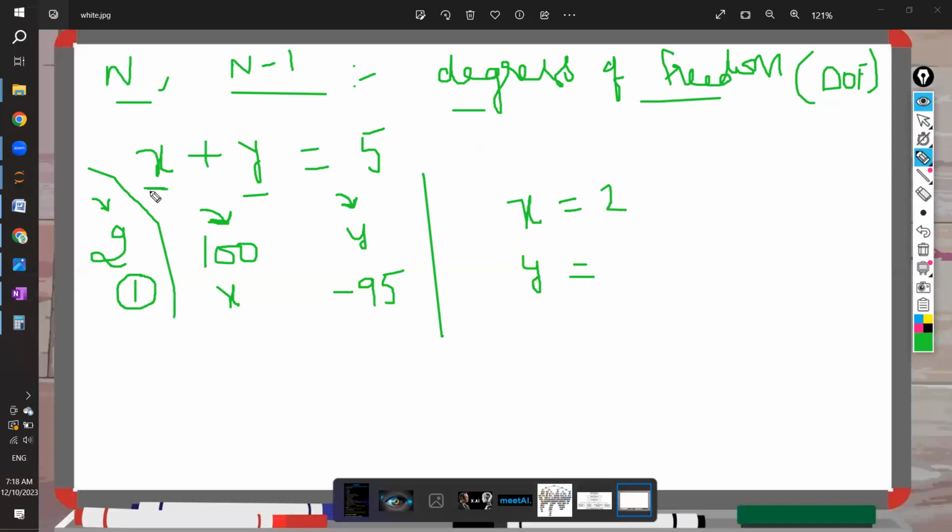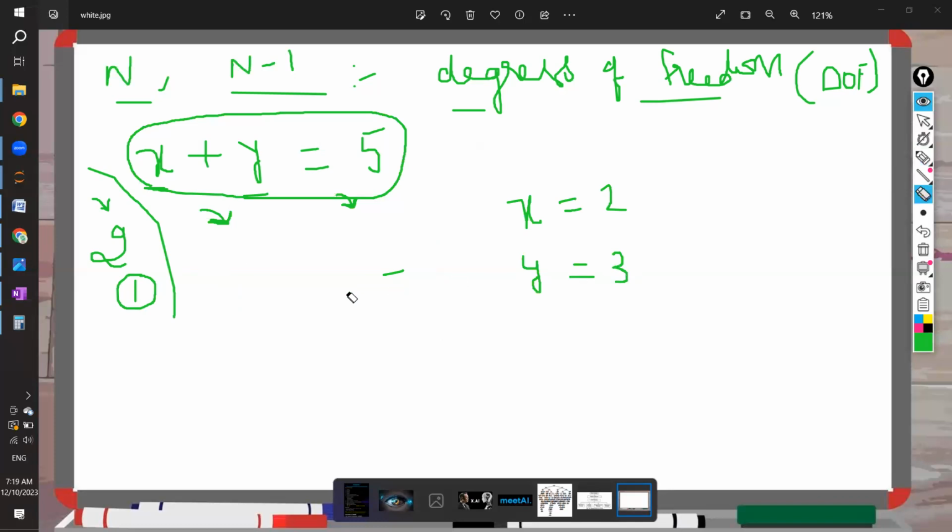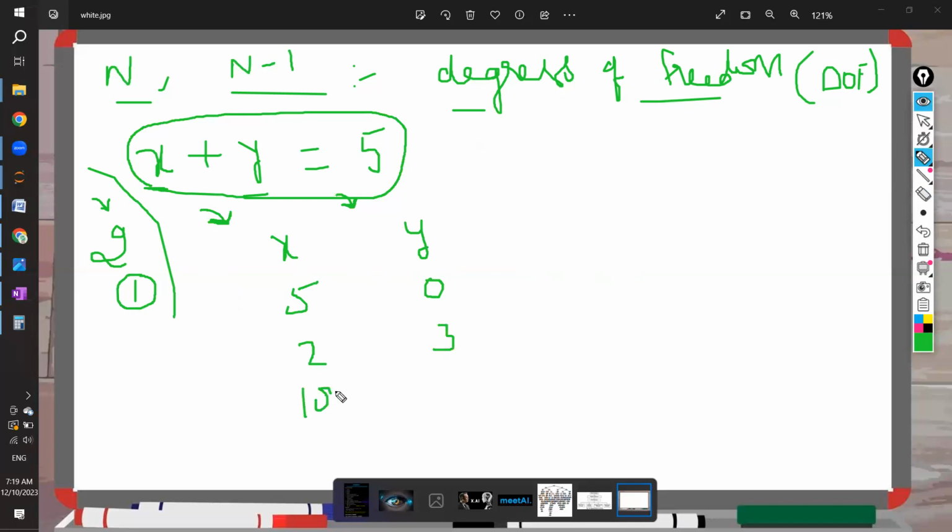3. No, here in this equation. So it is 3. So now I'm saying initially x equals 100. So considering this equation, let me take x and y values. If x equals simply 5, y should be 0. If x equals 2, y should be 3. If x equals 100, y should be minus 95.